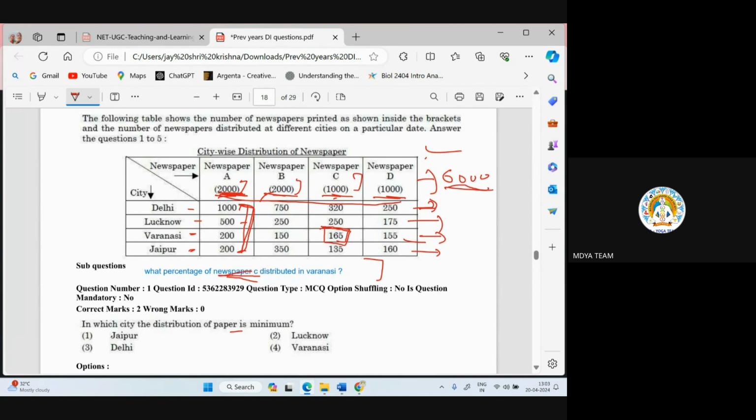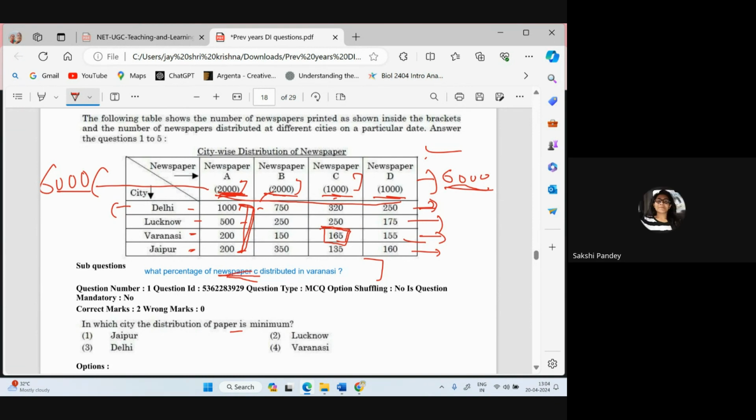So here we can get the number of newspaper printed by adding all these values. You can get the number of all the newspaper printed. Understood? Yes, sir. 6,000 is the number of newspaper printed. But to calculate the number of newspaper distributed, first calculate all the newspaper distributed in Delhi, adding all these values, then calculate all the newspaper distributed in Lucknow by adding all these values. So in Delhi, what is the total number of newspaper distributed?